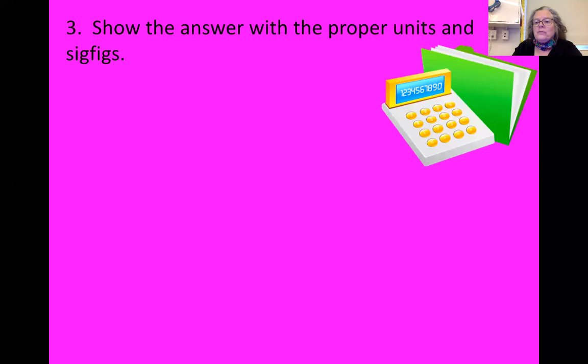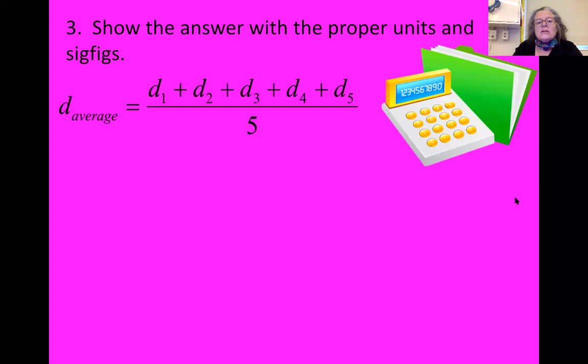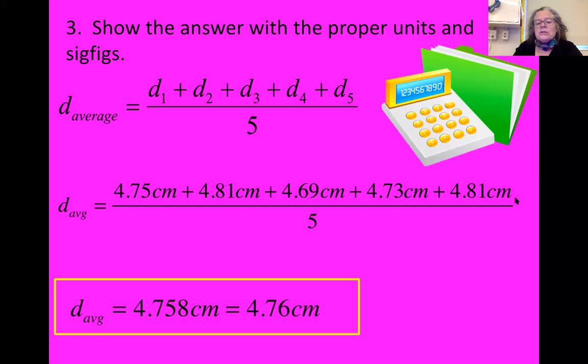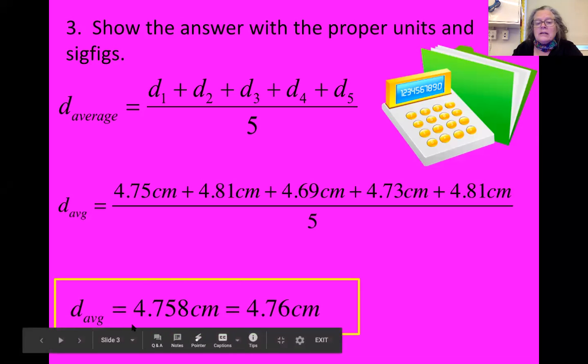Then when you finish the math, you have to show your answer with the proper units and sig figs. So here's your formula, here's your substitutions. When I did this math out, this is what I got. And with sig figs, you can only have 3 sig figs. So this is what you're going to get for your average.